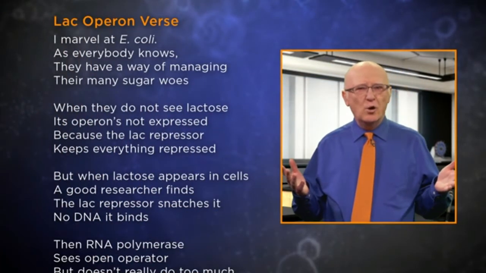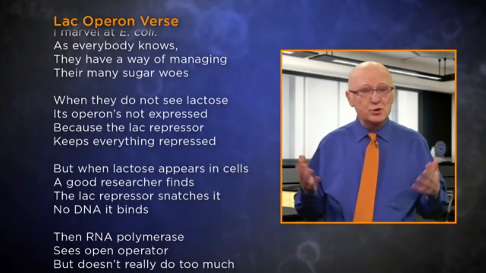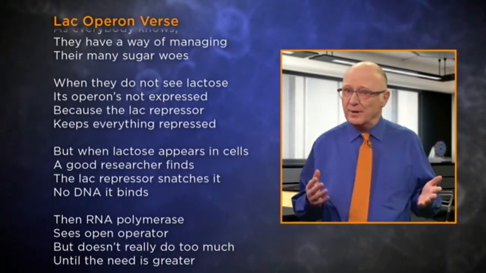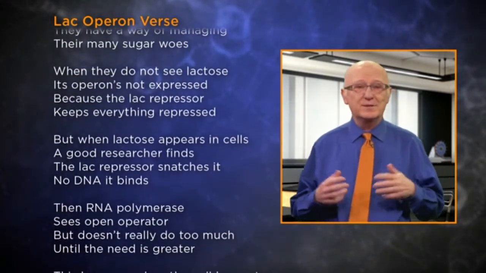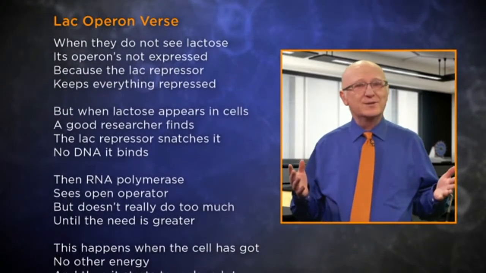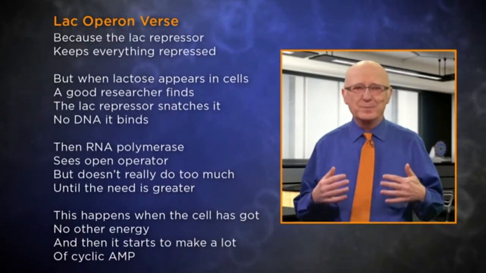I marvel at E. coli, as everybody knows. They have a way of managing their many sugar woes. When they do not see lactose, its operon's not expressed, because the lac repressor keeps everything repressed. But when lactose appears in cells, a good researcher finds the lac repressor snatches it, no DNA it binds.